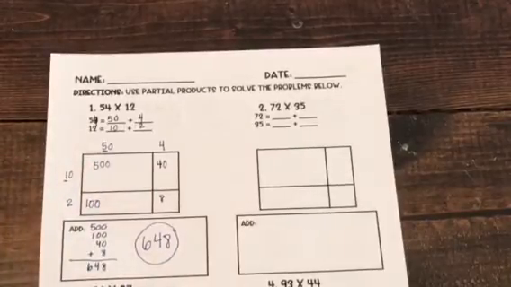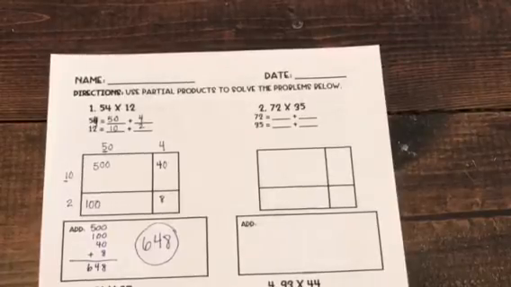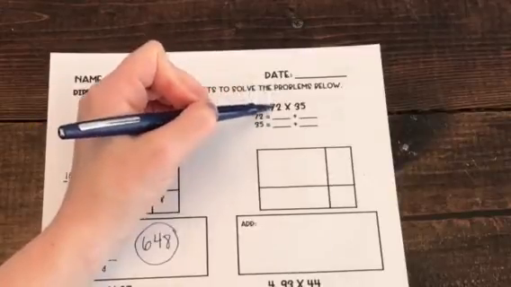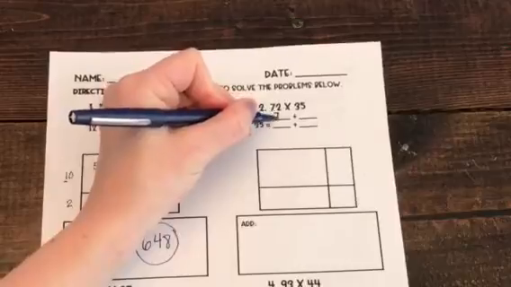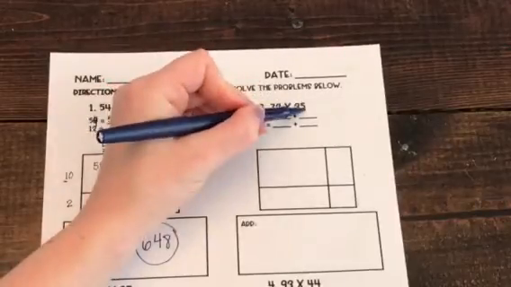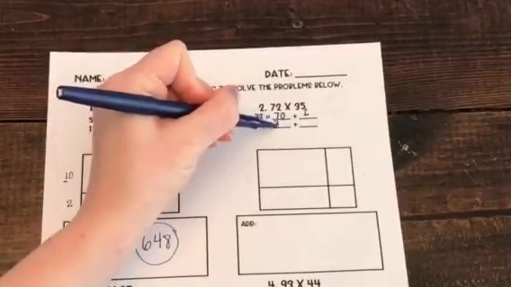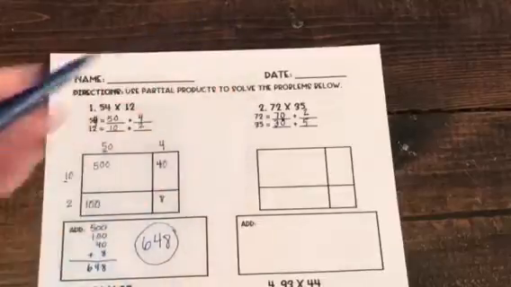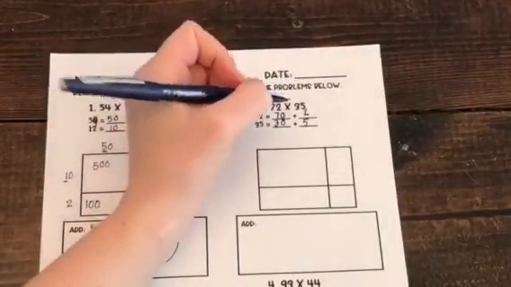Let's look at another one together. 72 times 35. Now again, when I'm using partial products, the first thing I need to do is break my numbers into place value. 72, so I have 7 sets of 10, so 70 and 2 ones. For 35, I have 3 sets of 10, 30 and 5. And again, I'm going to use this matrix or boxes below to help me multiply.